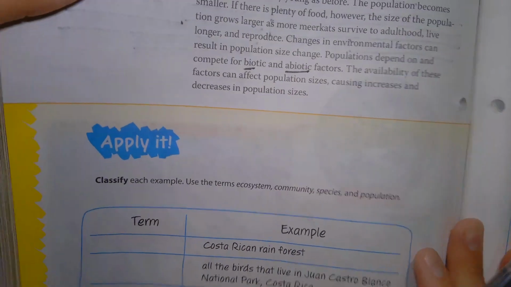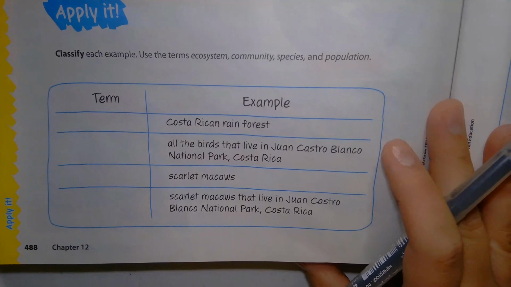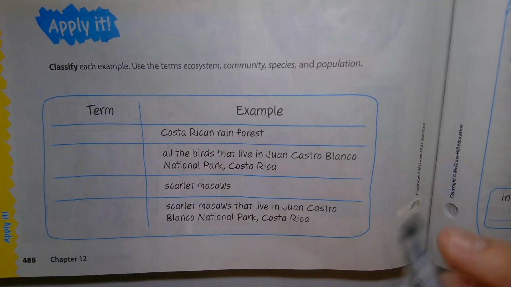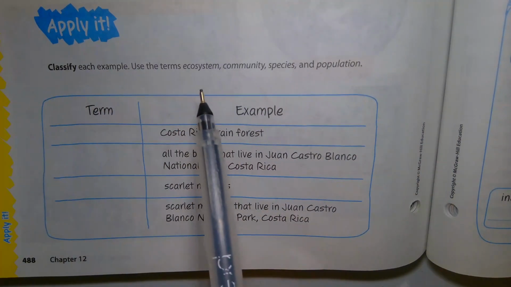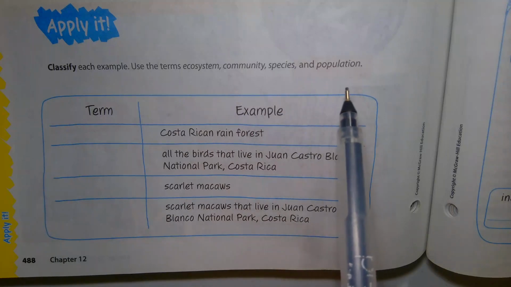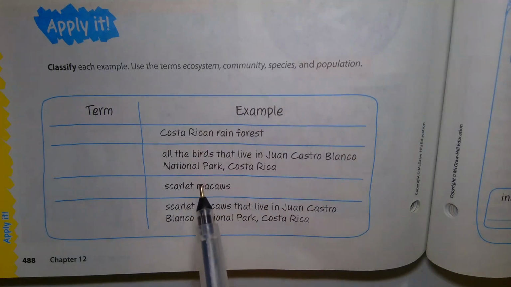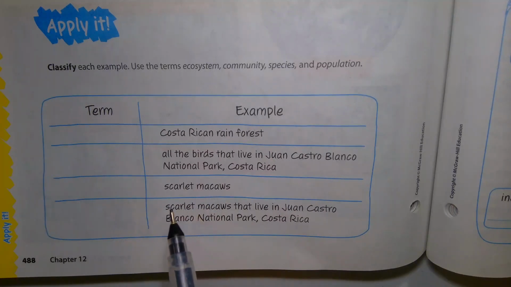Okay, this is probably what they were asking you to do today, so this is going to be easy. Ready? And let's go. Classify each example. Use the terms ecosystem, community, species, and population. Scarlet macaws. All the birds that live in this place. Scarlet macaws that live in that.